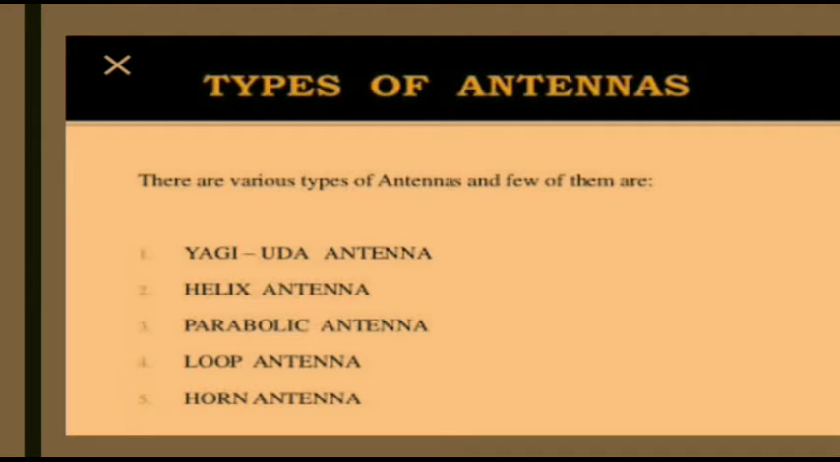What are the types of antenna? The types are majorly five: Yagi-Uda antenna, helix antenna, parabolic antenna, loop antenna, and horn antenna. These are the types of antenna. The parabolic antenna and helix antenna are the most widely used antennas worldwide.